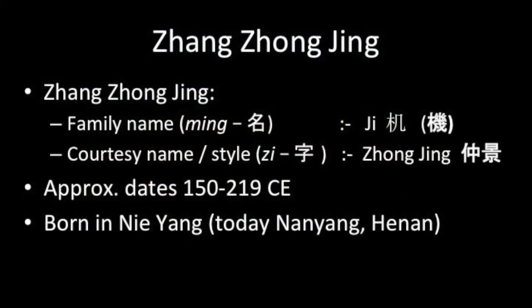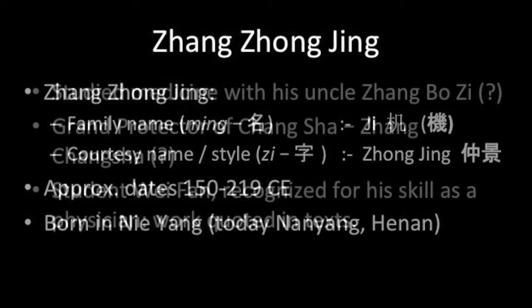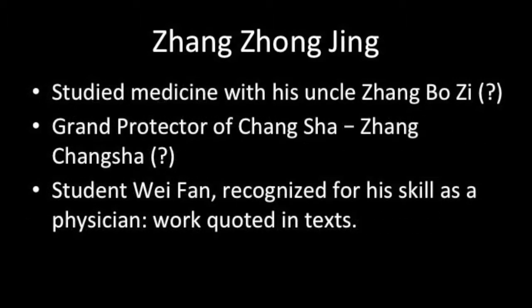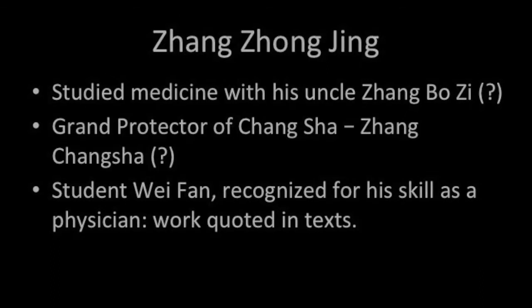His family name was Zhang Ji, and his courtesy name was Zhang Zhong Jing. It has been proposed that he was born in 150 CE and died in 219 CE, and he was contemporary with another famous Chinese physician of that time, Hua Tuo. He is said to have studied medicine under his uncle Zhang Bozi, and it is claimed that he became Grand Protector of Changsha, although no documentation of this has survived. He had a number of students, one of whose work has been recorded. Otherwise, as Zhang Zhongjing's writings began to be appreciated over time, many myths were created about him.